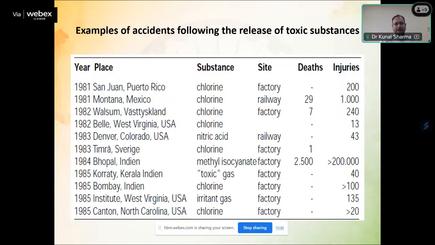Bhopal, yes, particularly has been considered a disaster because the number of deaths, the fatal accidents, was far more in comparison to the injuries. So we can easily see that these are the issues which we have already seen.